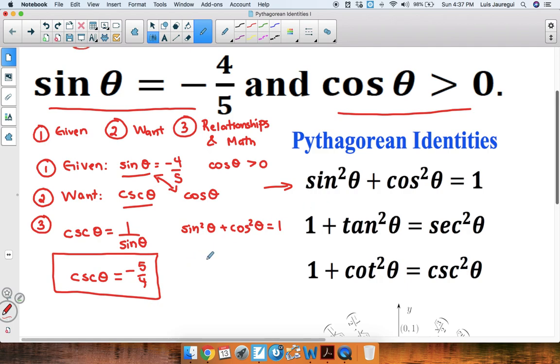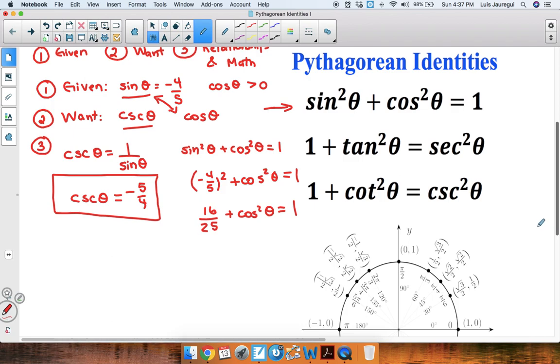Now, focusing our attention on the second identity, we can substitute in the values that we know. We happen to know the value for sine, so sine square of theta is going to be negative 4/5 quantity square, plus cosine of theta quantity square is equal to 1. Now, negative 4/5 quantity square becomes 16/25. Then we have plus cosine square of theta, that is equal to 1.